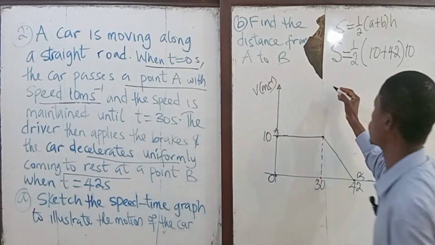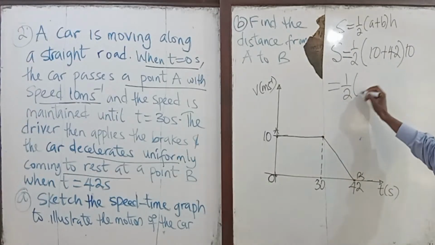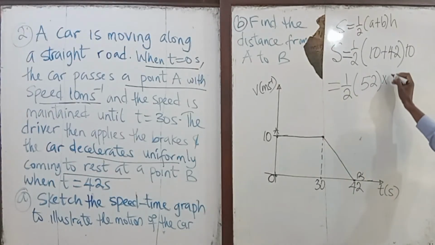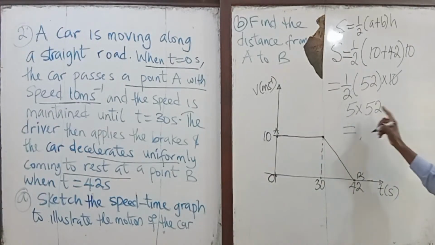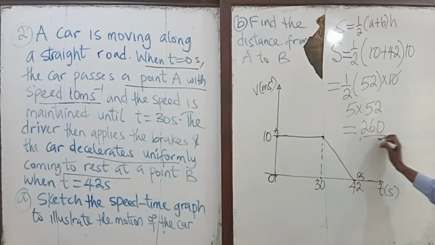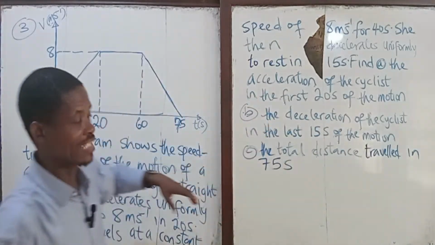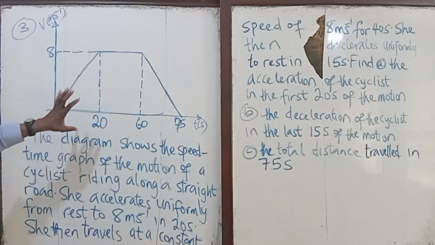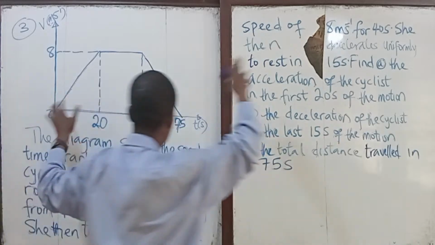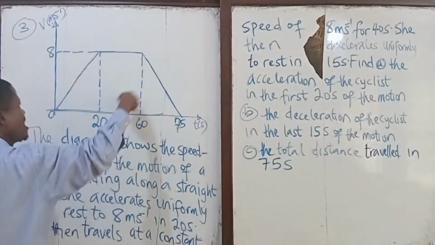So the answer will be half times 10 plus 42, that's 52, times 10. Half of 10 is 5, and 5 times 52 is 260 meters. That's 260 meters. The sentences have been put into a picture. We have the pictorial information, all the story, all the sentences here, the summary has been given here.